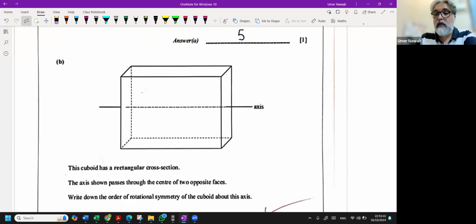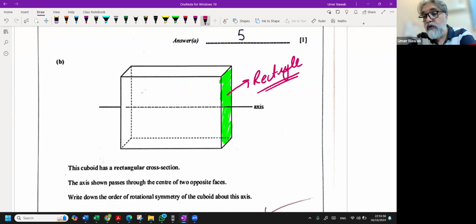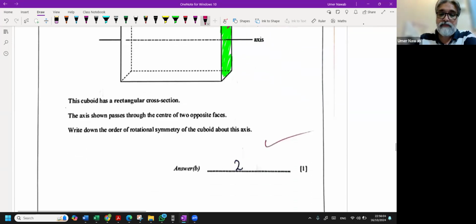Now, what about the axis? Look at the face through which the axis is passing. Is it a rectangle or a square? It's a rectangle. If it is a rectangle, what is the order of rotation of a rectangle? Two. So the order of rotation about the axis is 2.